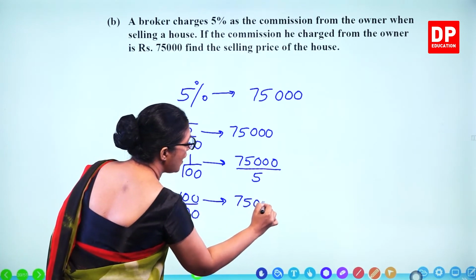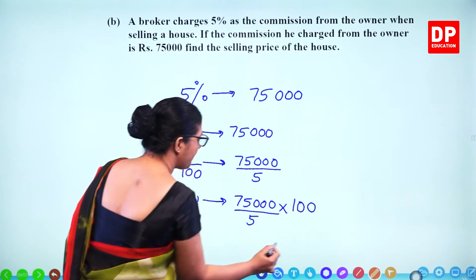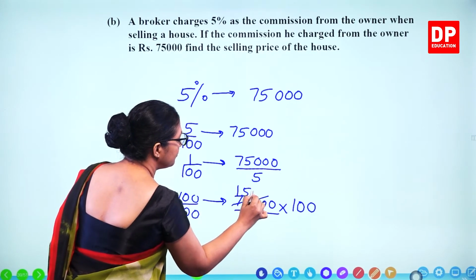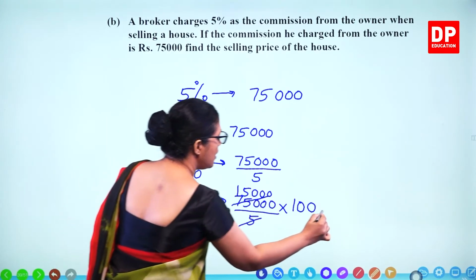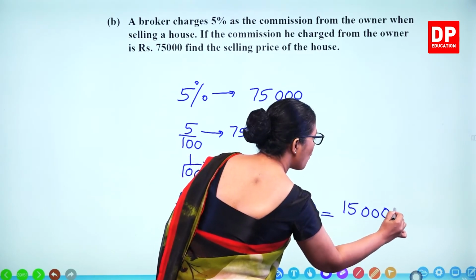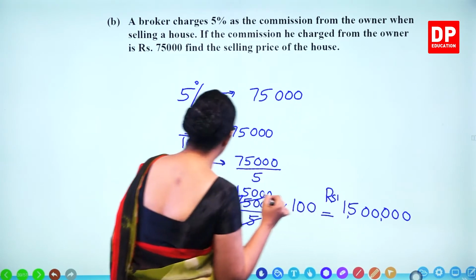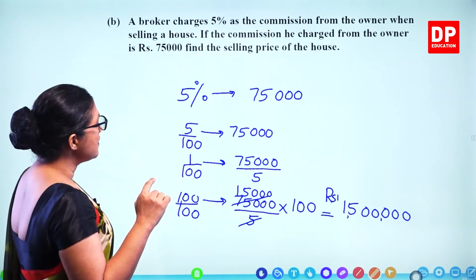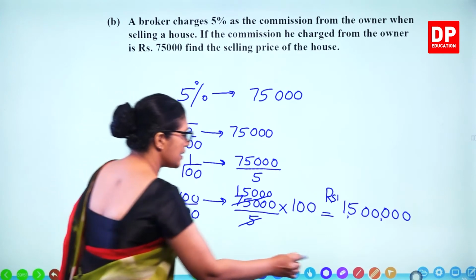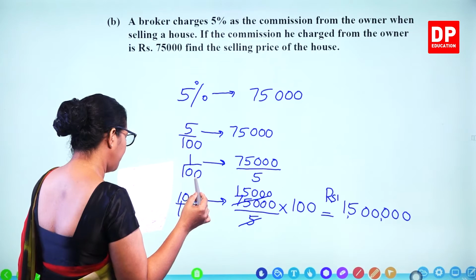So 75,000 divided by 5 and multiply by 100. 5 times here, 15,000 into 100. 15, 1, 2, 3, 4, 5. So how you read this value? So the selling price is 1,500,000 rupees. So you get 3 marks for this one.